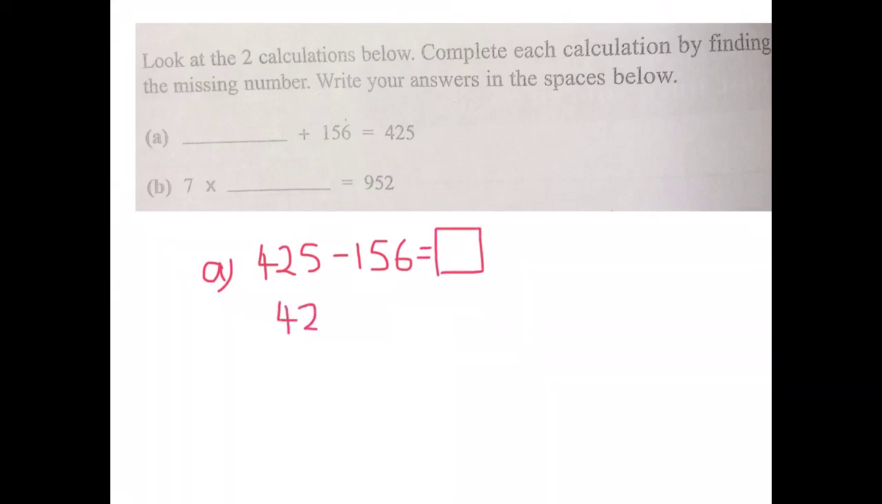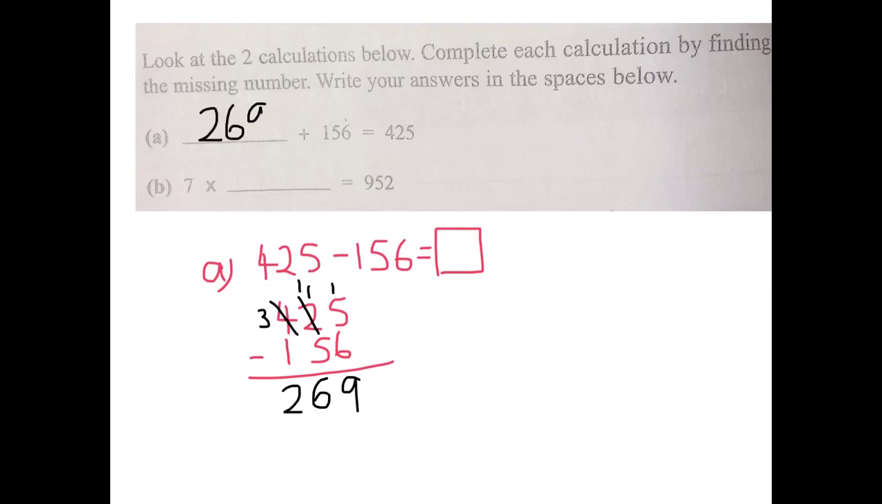So 425 take away 156. 5 take away 6 you cannot do, so some exchange is needed. 15 take away 6 is 9. 1 take away 5, again we cannot do, more exchange. 11 take away 5 is 6. 3 take away 1 is 2. So our missing value for A is 269.